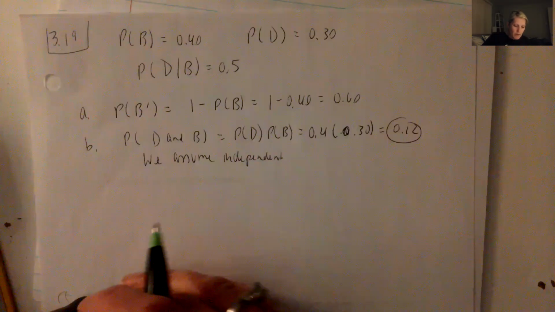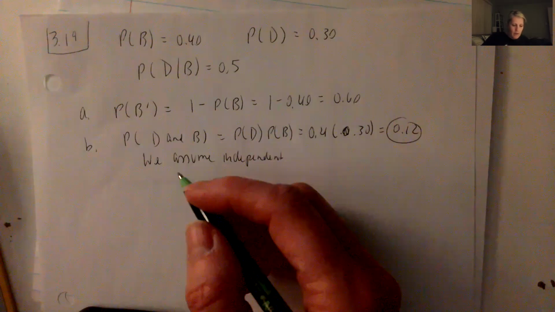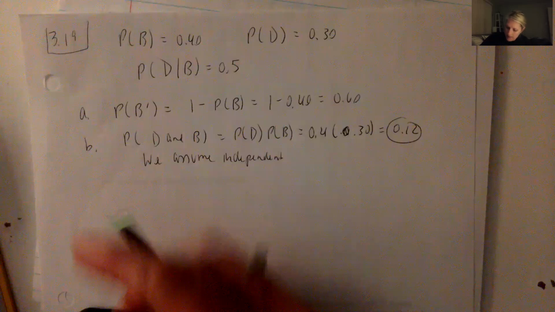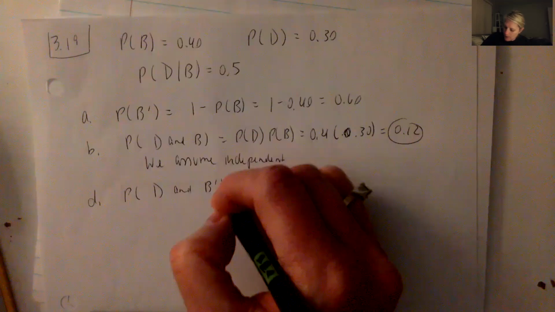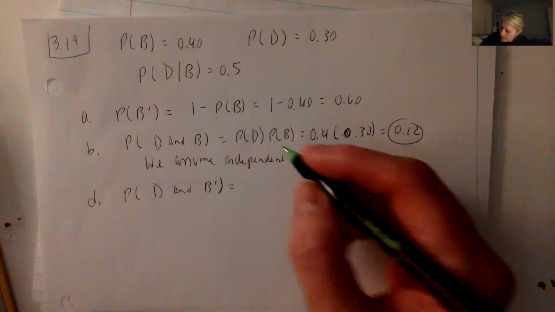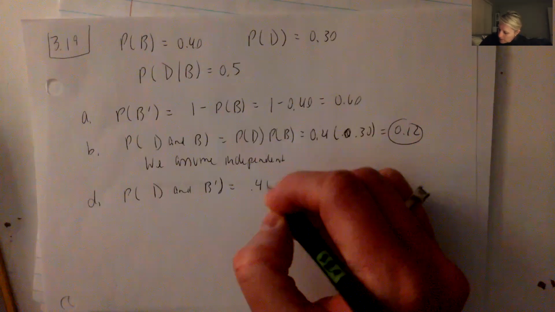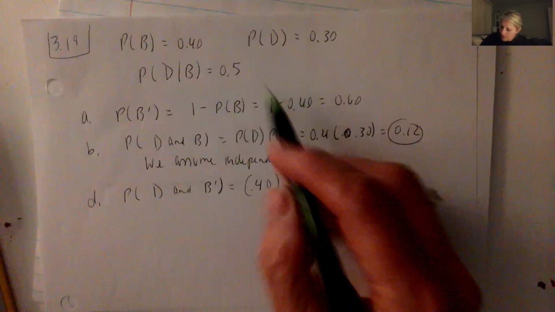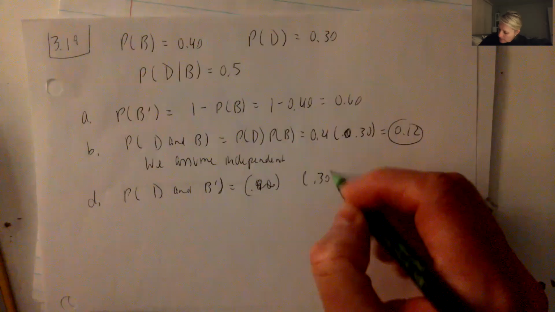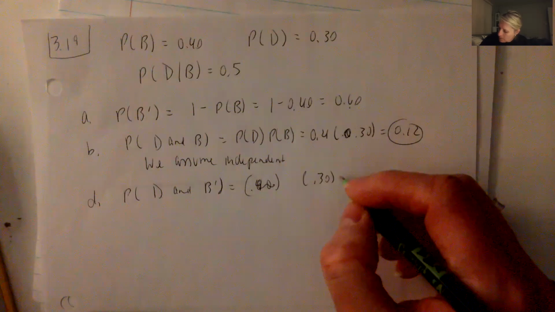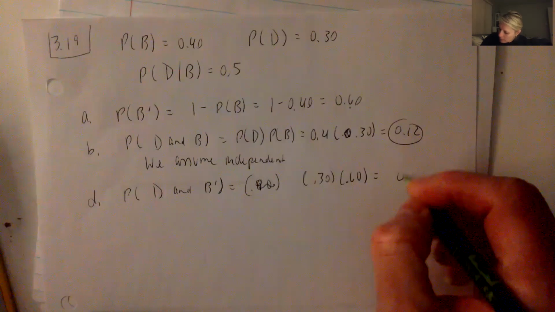I'm skipping question C. And then D is the probability of D and the complement of B. And so that is going to be independent again. So that's going to be 0.4. Oh, sorry. D, which is 0.3, times the complement of B, which is 0.6. And that comes out to be 0.18.